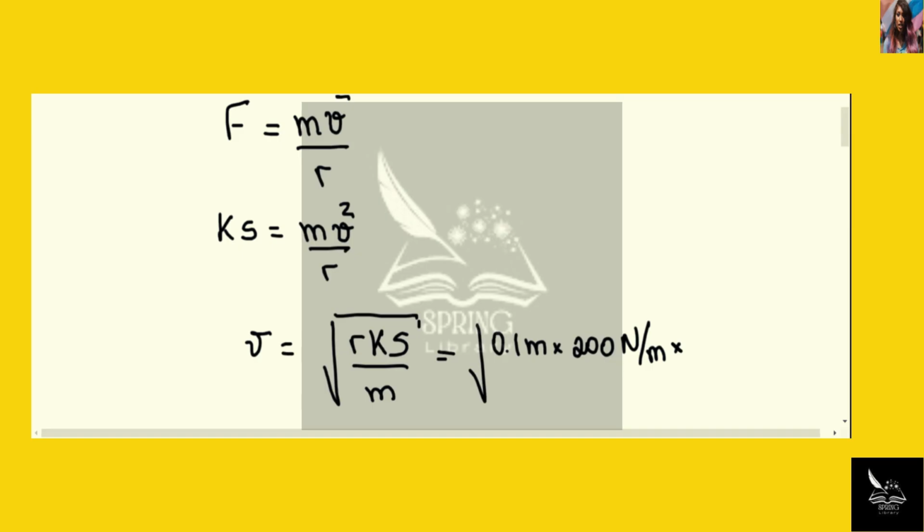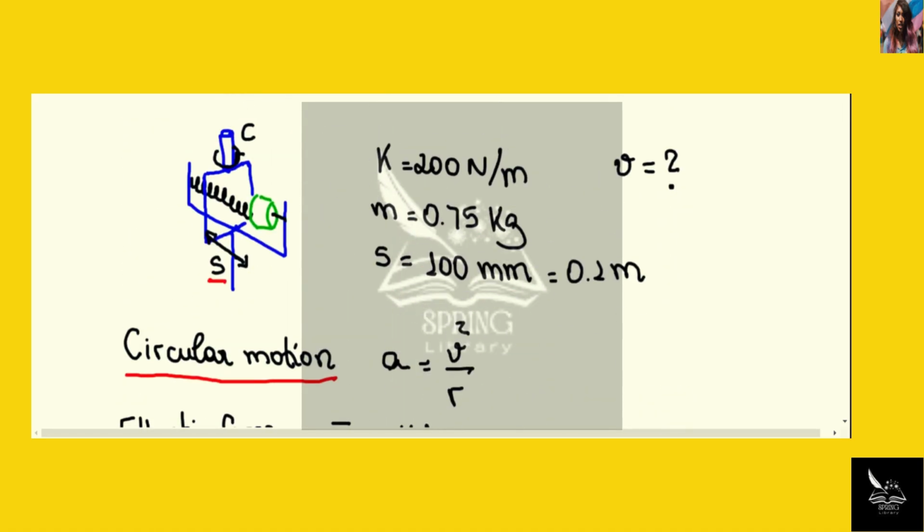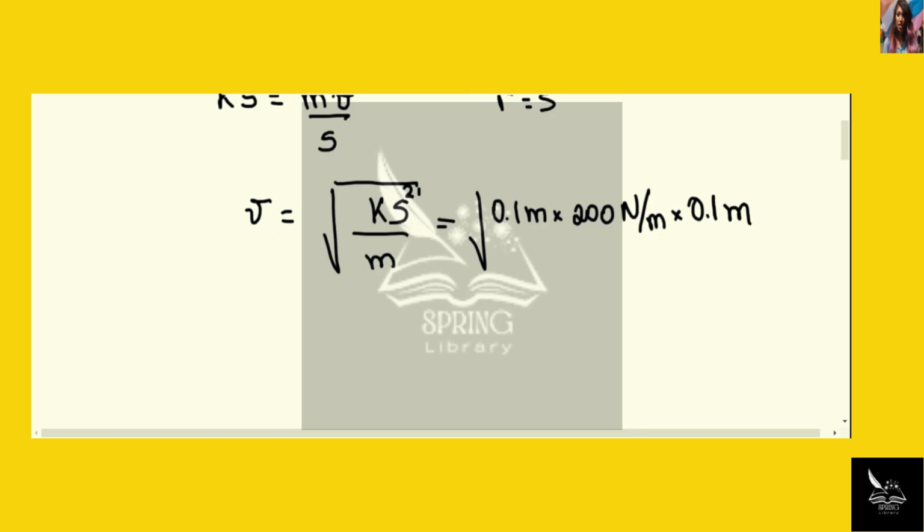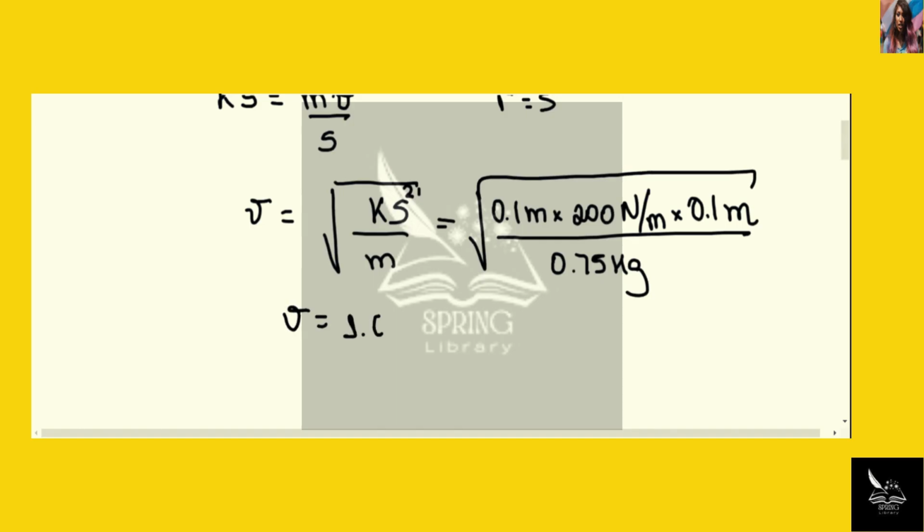I'm sorry, s and R are actually the same thing, of course, because notice in the figure that the radius of the orbit is equal to s, since the center of the trajectory passes through s equals 0, so R is equal to s. So actually what we have is k times s squared, divided by m, which is 0.75 kilograms. So v is equal to 1.63 meters per second, which is the final answer to our exercise.